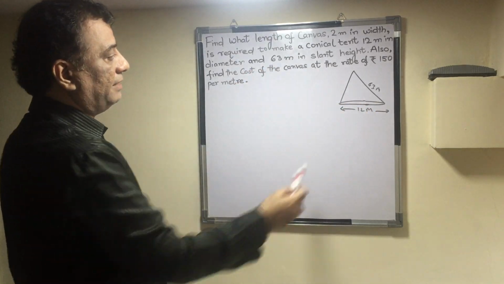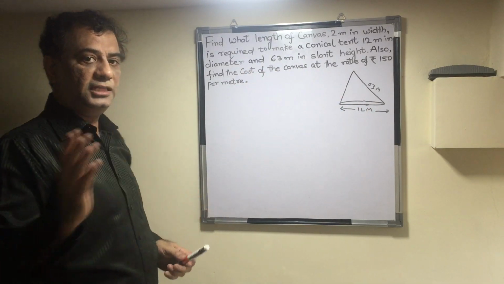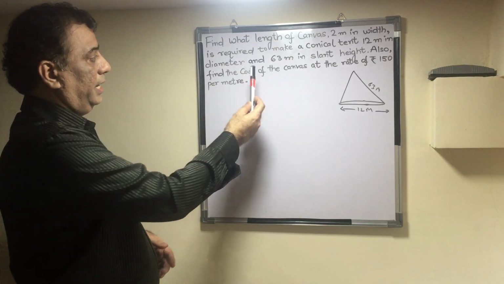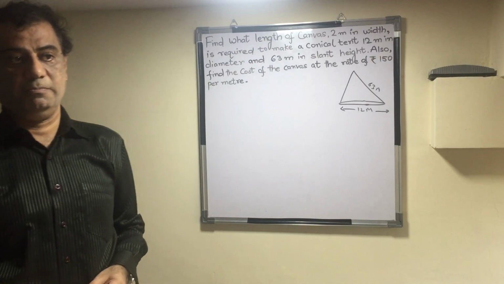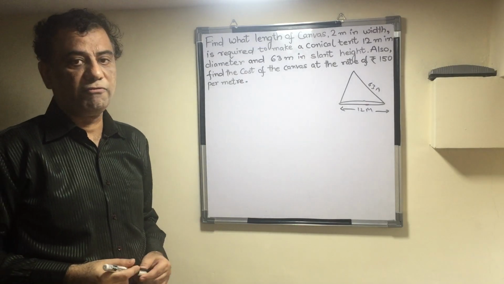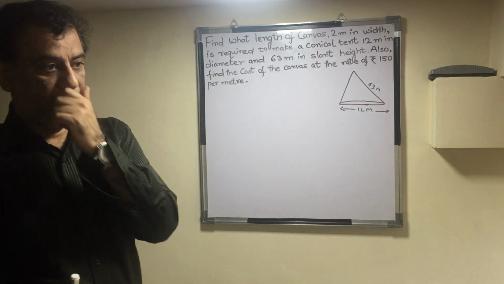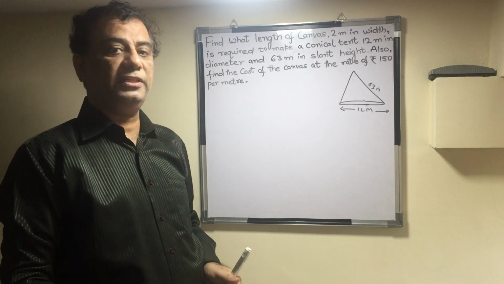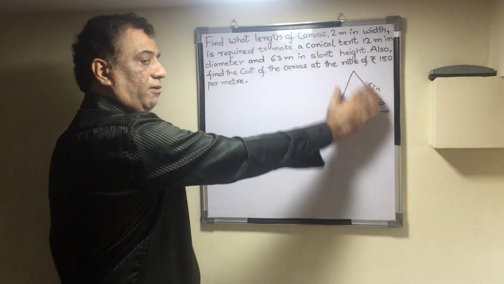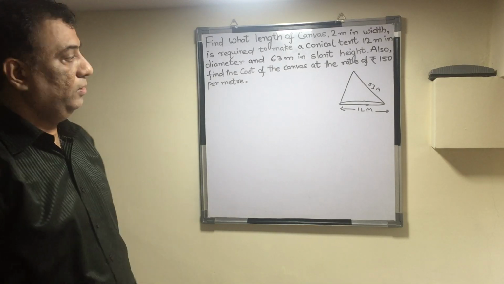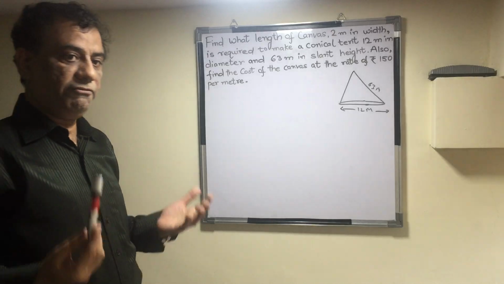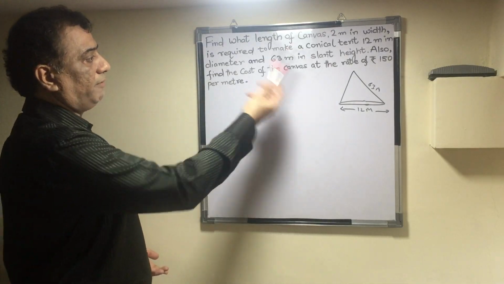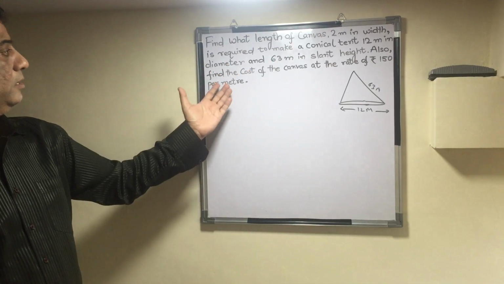Base of conical tent is given, 12 meter. And the another part of the question is find the cost of the canvas at the rate of rupees 150 per meter. First, we will find the area of the tent which is to be covered with the canvas. On the basis of that information, we will get the length of the canvas. If we get the length of the canvas, then we can also get the cost of the canvas.